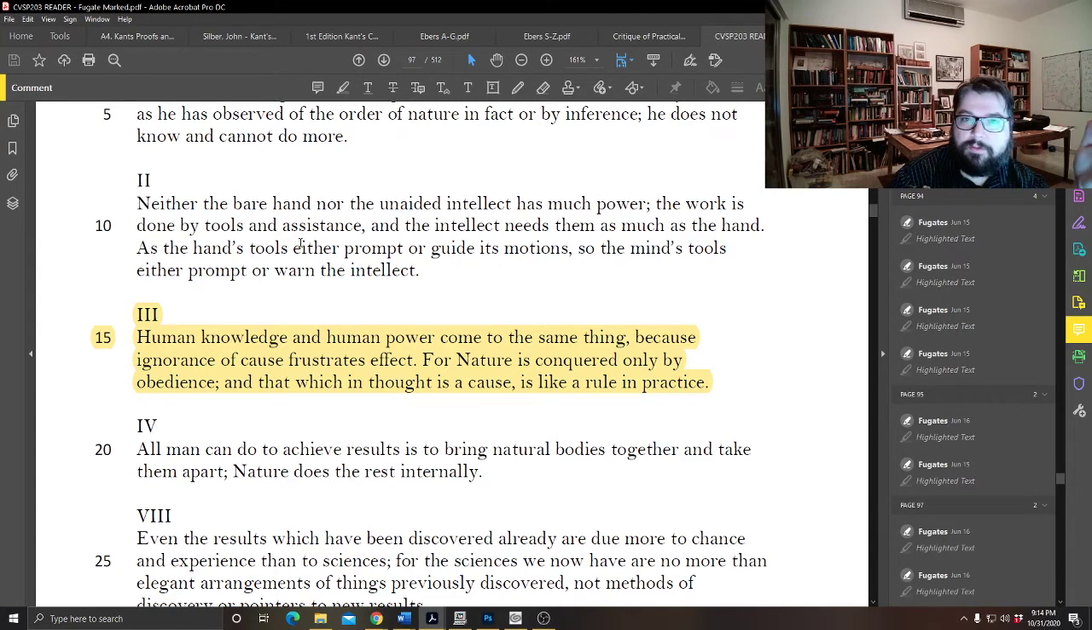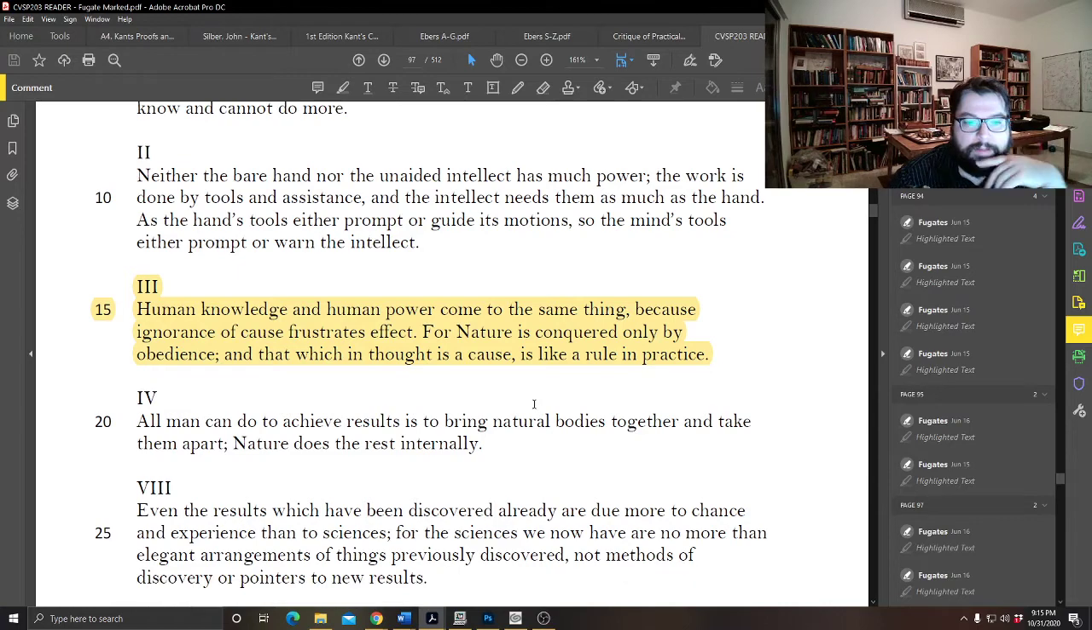You're supposed to read them and compare them with one another and slowly gather a better and better sense of what he is talking about. Notice here he adds a little bit to what he said before. He says, and that which is thought is a cause is like a rule in practice. Just saying, if you know causes, if you know that a certain molecule causes the blood pressure in a human being to decrease, knowledge of that cause can be transformed into a rule of practice. Meaning, if you have high blood pressure, then consume this chemical, right? So knowledge of the cause leads to a rule of practice. Knowledge is equal to, and it comes to the same thing as power, the ability to do things.